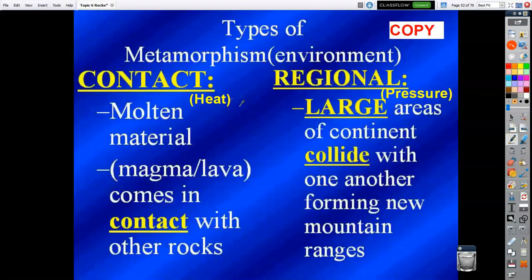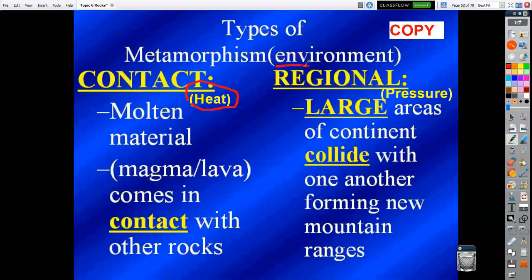The two types of metamorphism are contact and regional. Contact means to touch, right? Think of a contact sport: football, boxing, hockey. Those are contact sports. So contact involves heat. You take a rock, and that rock gets hit with magma or lava, and that's going to cause that rock to melt. They call that contact metamorphism.